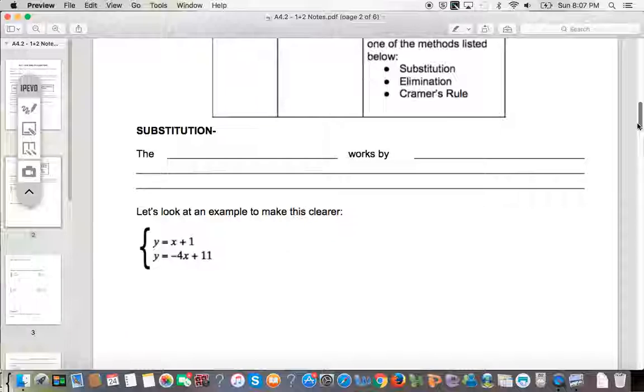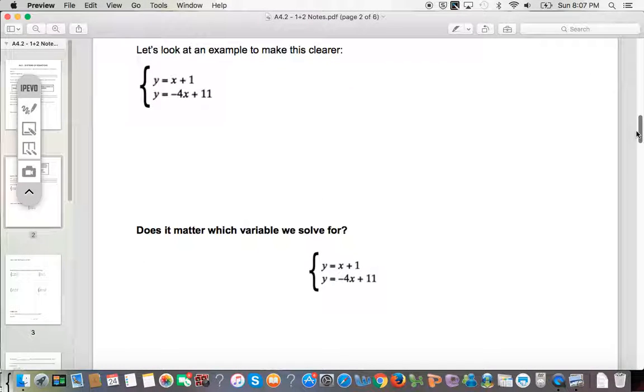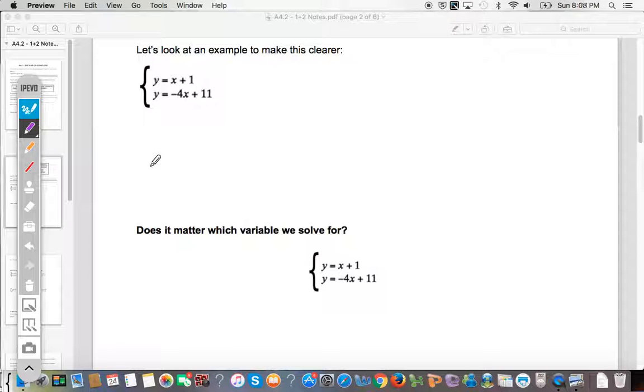So let's move down here. Let's take a look at what we just wrote as we're going through this problem. Okay, so y equals x plus 1. This will be my first equation. We need to solve for one of our variables in one of our equations. So we pick this as our first equation, and we're going to solve for a variable in this equation.